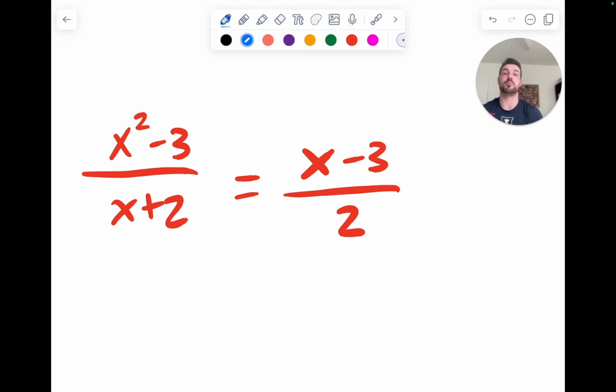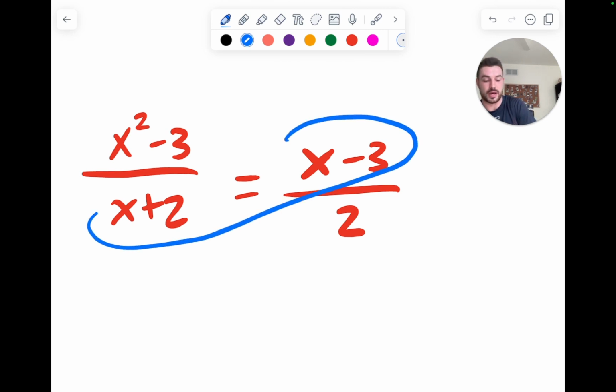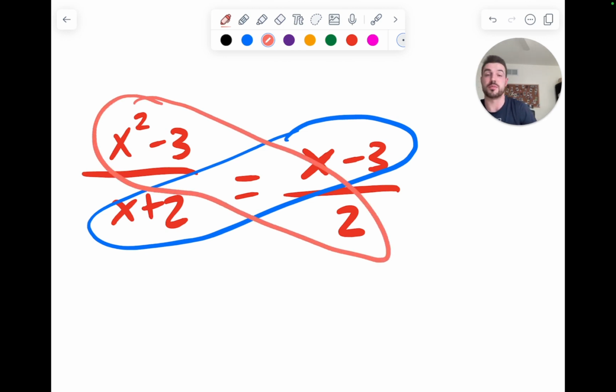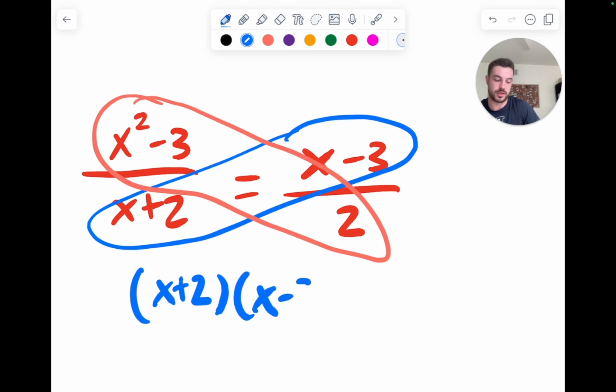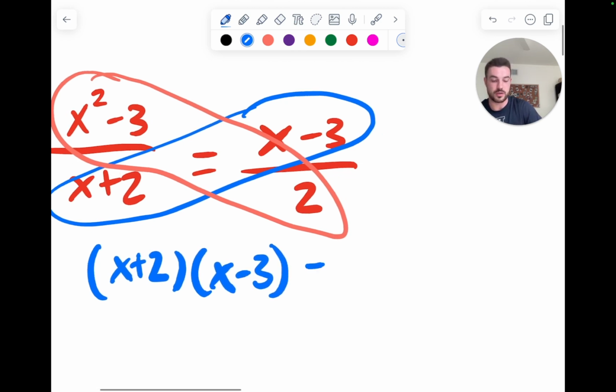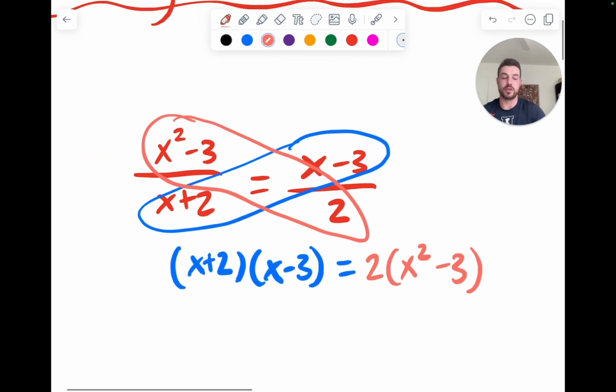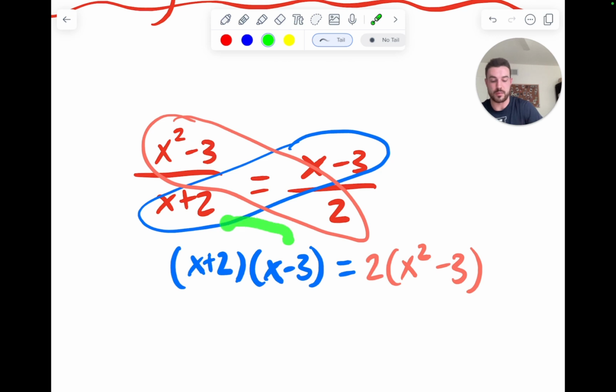We're going to complete a process we call cross multiplying, where you multiply the values on diagonal with each other and set them equal to each other. So I'm going to have x plus 2 times x minus 3, and then that is going to be equal to my other diagonal, which was 2 times x squared minus 3. Now, the order of these doesn't matter. I can multiply the x minus 3 first and the x plus 2 second, or vice versa on this side.